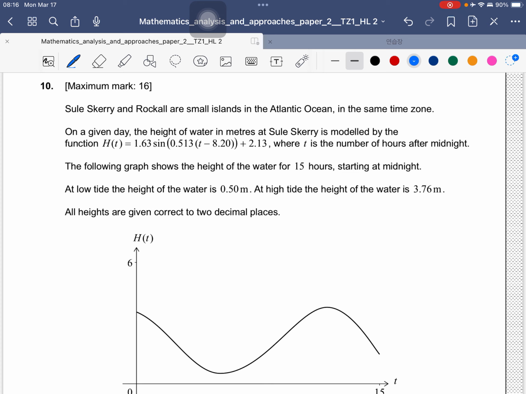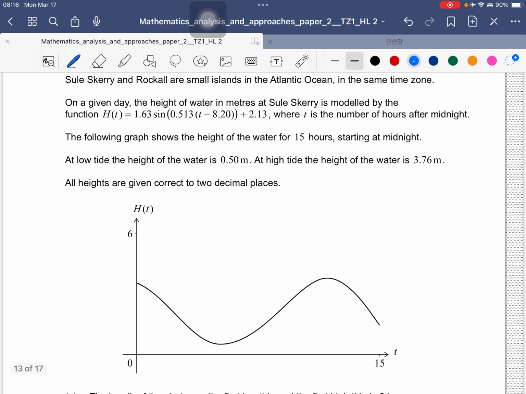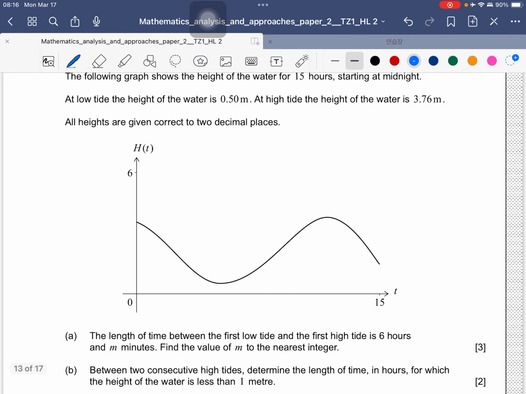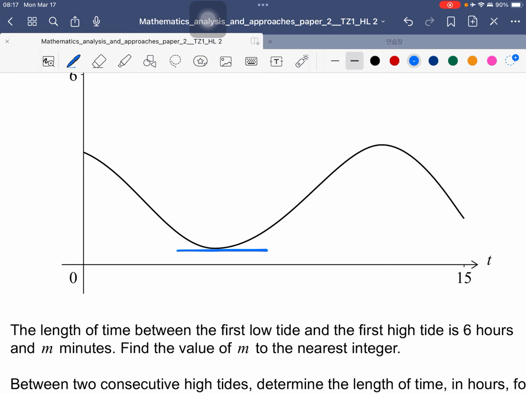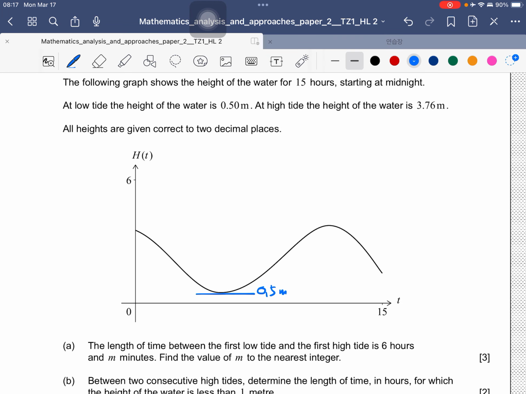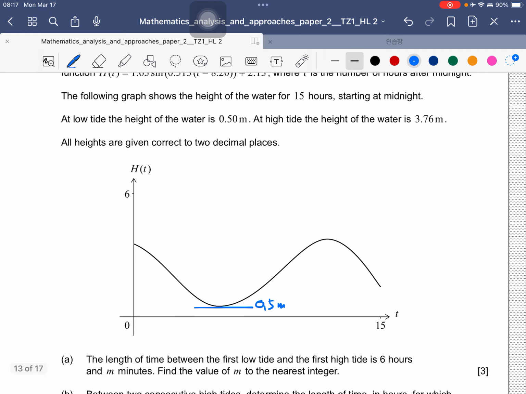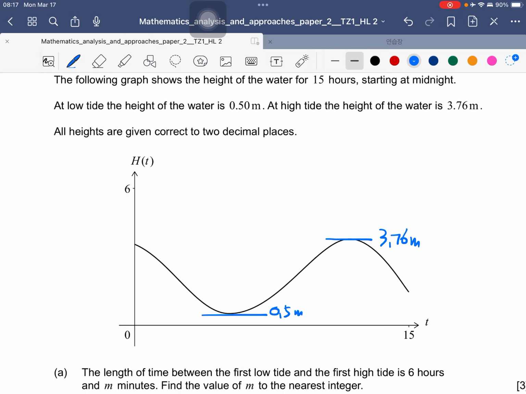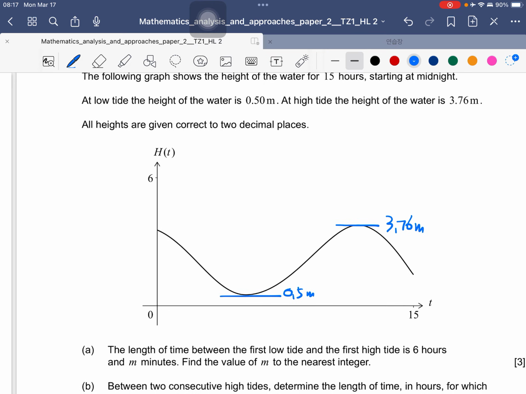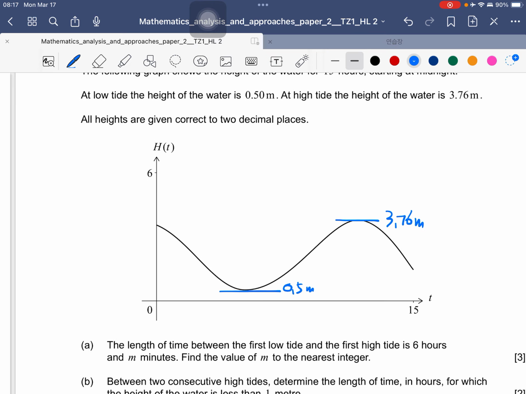The following graph shows the height of the water for 15 hours starting at midnight. At low tide, the height of the water is 0.5 meters. Over here it says 0.5 meters. And then at high tide, the height of water is 3.76 meters. All heights are given correct to 2 decimal places.